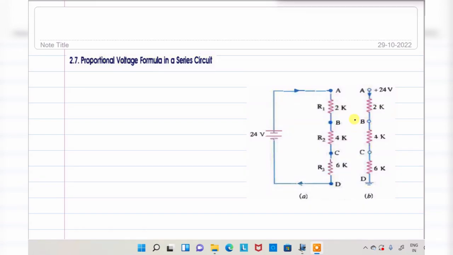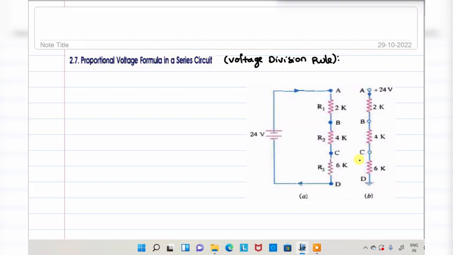Next one, proportional voltage formula in series circuit. So here, what is meant by proportional voltage formula? That is the voltage division rule. We also call it the voltage division rule. So look at here.